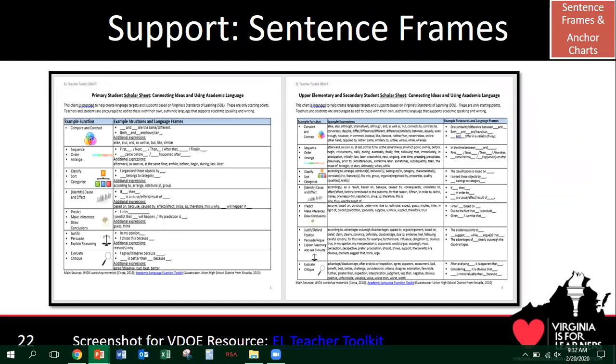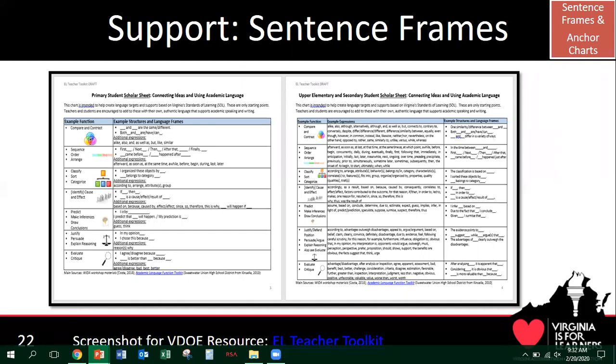Another support, we're moving into language development as students are practicing language. Sentence frames or language frames. Could be sentence starters. There are some examples within what I call the scholar sheet. This is part of the English Learner Teacher Toolkit that is new online. We want to get students talking about the content and providing them some specific ways to do that helps to enter into those conversations, to feel supported, to be able to share their ideas.